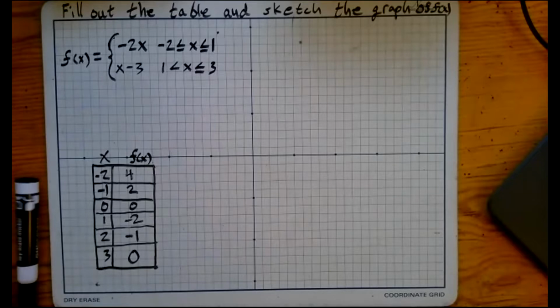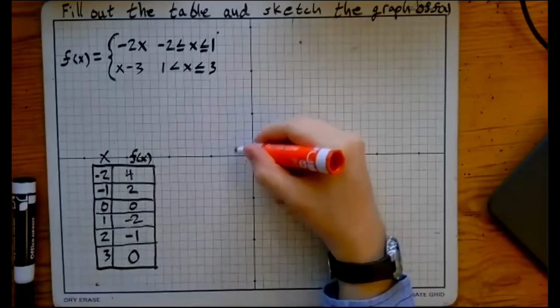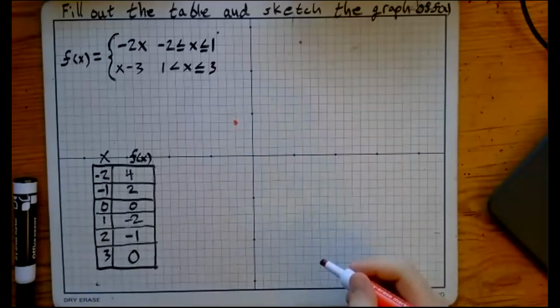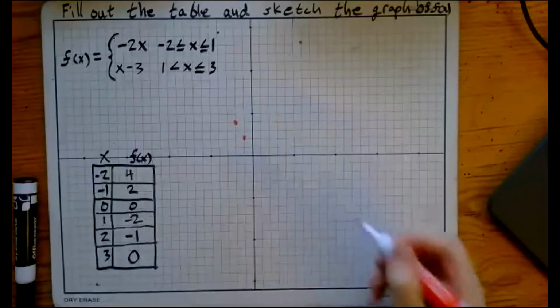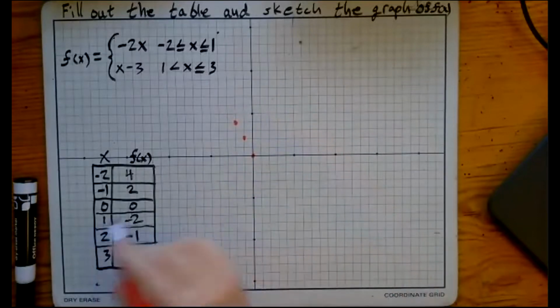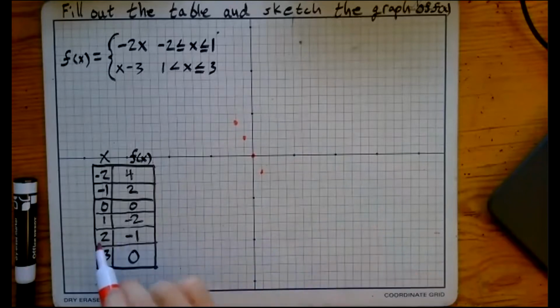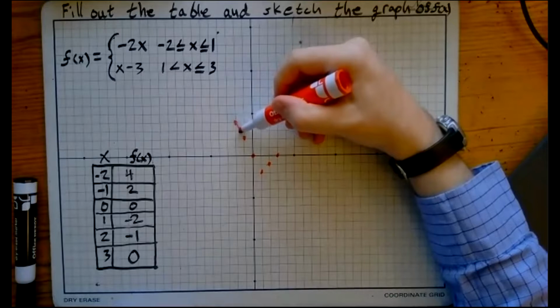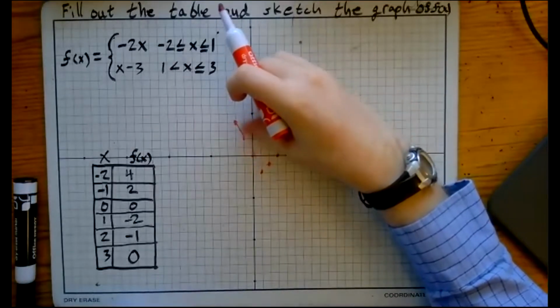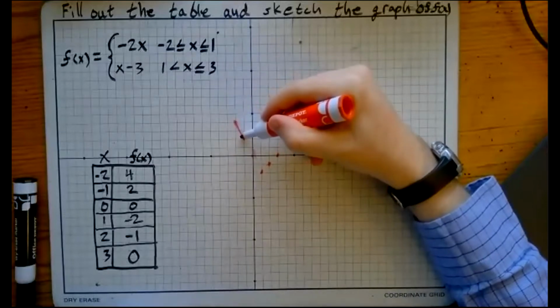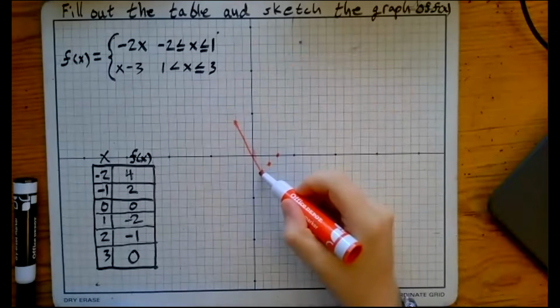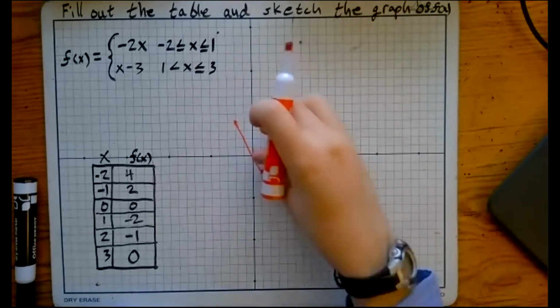All right, now let's go ahead and sketch this. Negative 2, 4. There's the first point. Negative 1, 2. There's the second point. 0, 0. And 1, negative 2. Now we have 2, negative 1. And 3, 0. And there's our piecewise function.